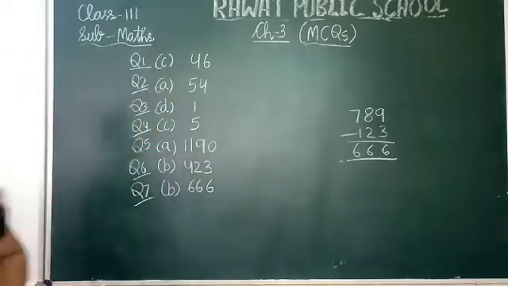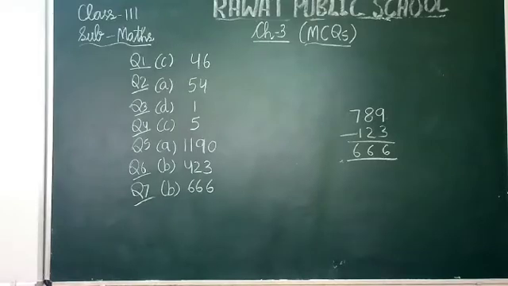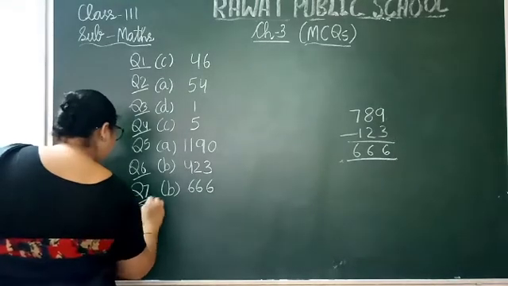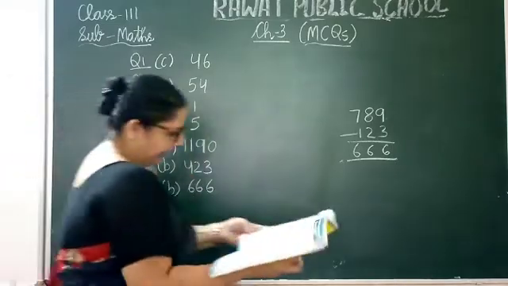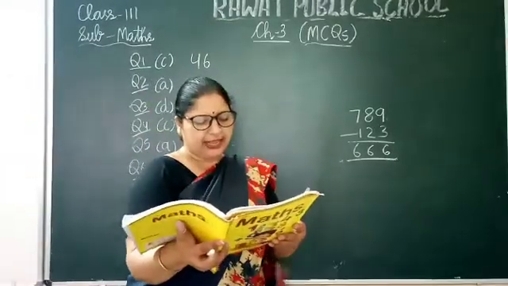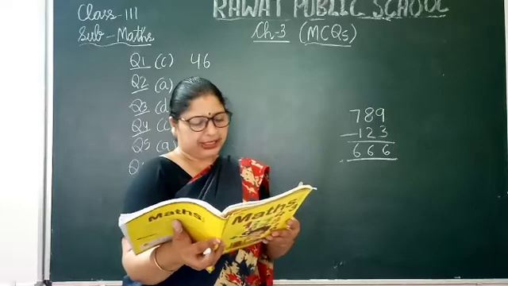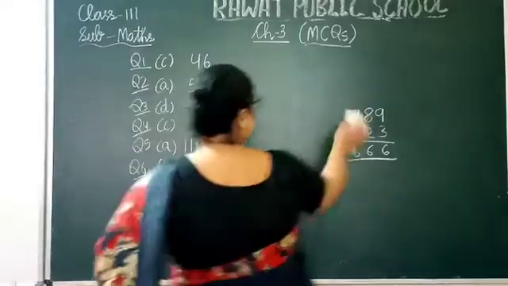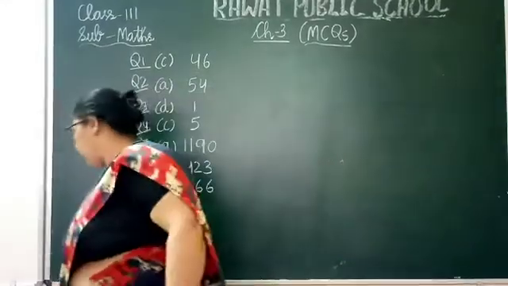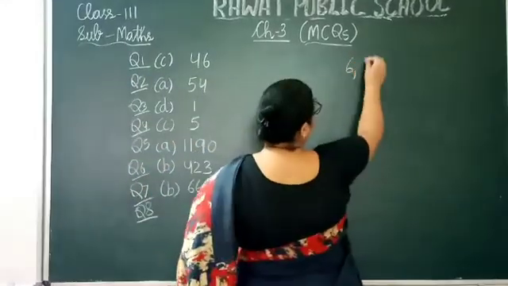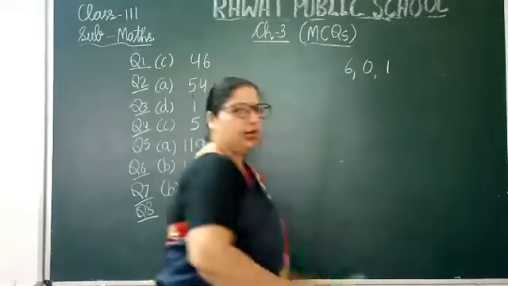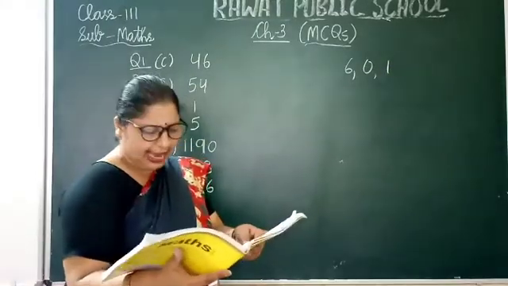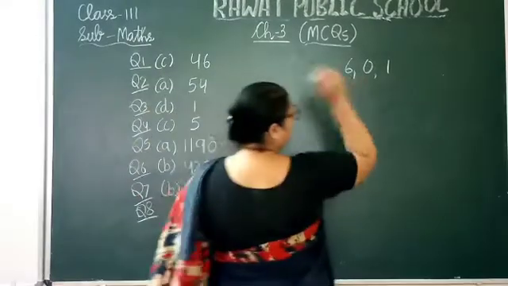Write down the students. Now question number 8. Question number 8 is, what is the difference in the greatest and the smallest 3-digit number formed with digit 601? Because these are the 3 digits 601. Now we form greatest 3-digit number and smallest 3-digit number from these digits.